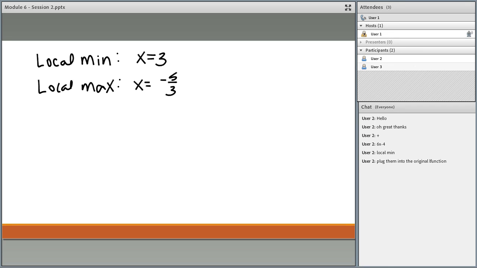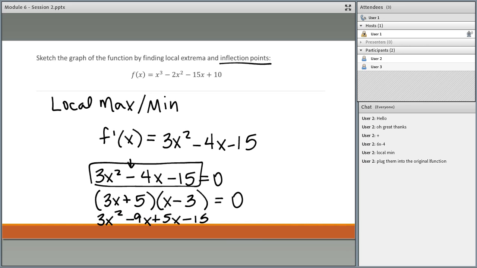Very good. We can plug them into the original function. So that'll tell us what the y value is at each of these points. So at x equals 3, the y value is negative 26. So if I went back and plugged into the original function, I would get negative 26.